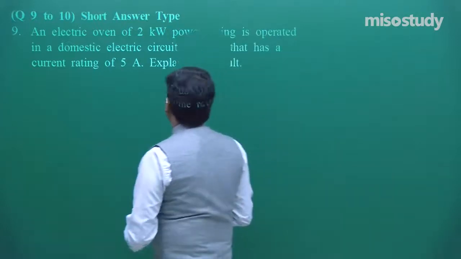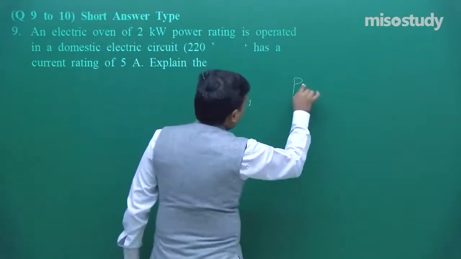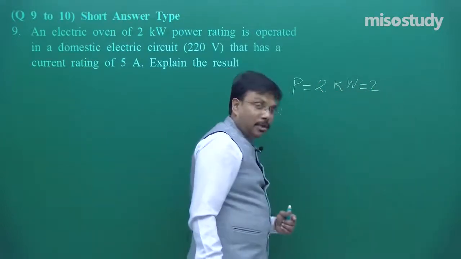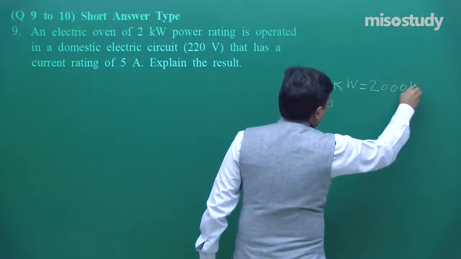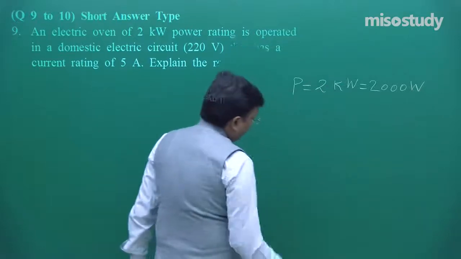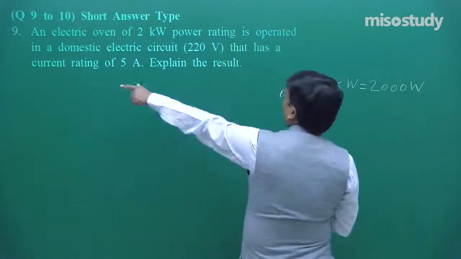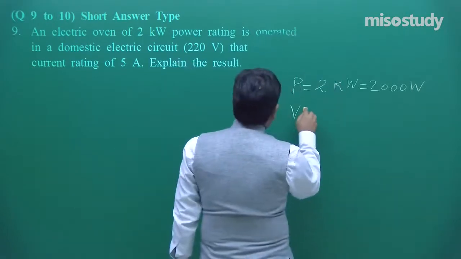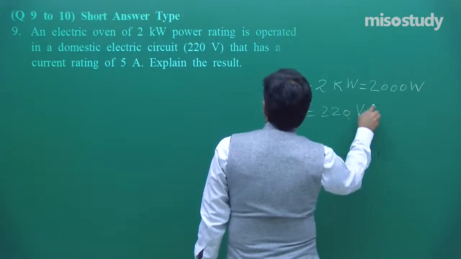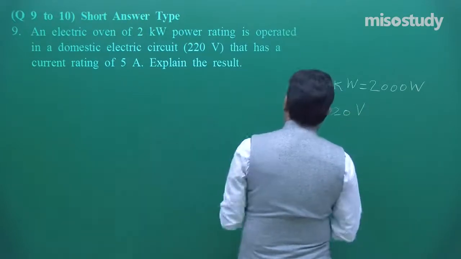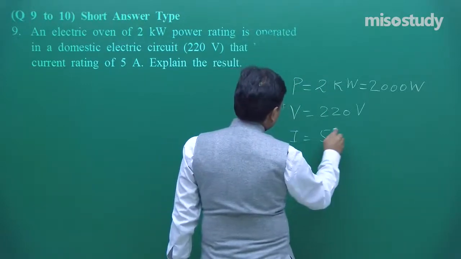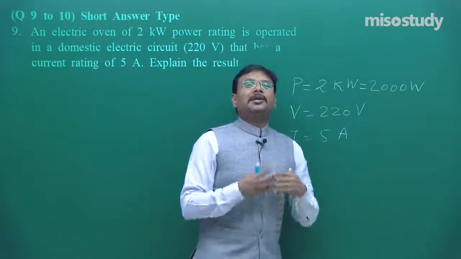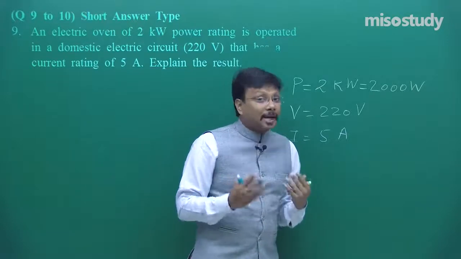So, let us try to understand. Electric oven of 2 kilowatt power. P is equal to 2 kilowatt, kilo means 1000, so this is going to be 2000 watt. Then operated in a domestic electric circuit. So, V is equal to 220 volt, that has a current rating of 5 ampere. Explain the result. Basically, result is associated with the resistance and the amount of current actually flowing.